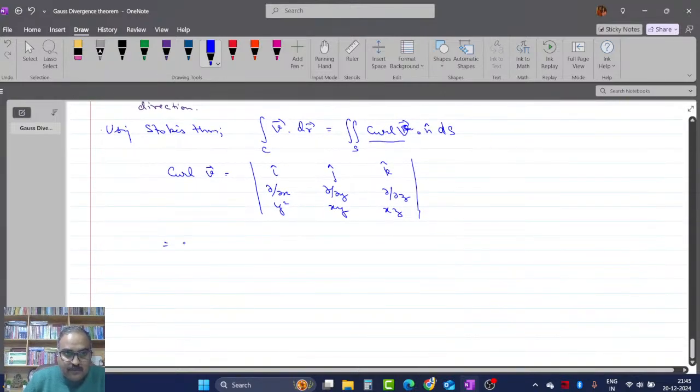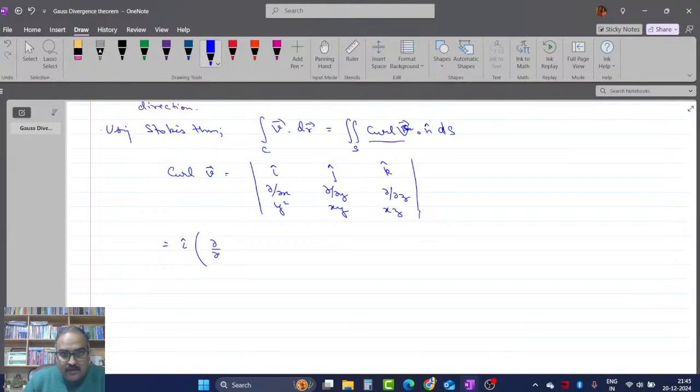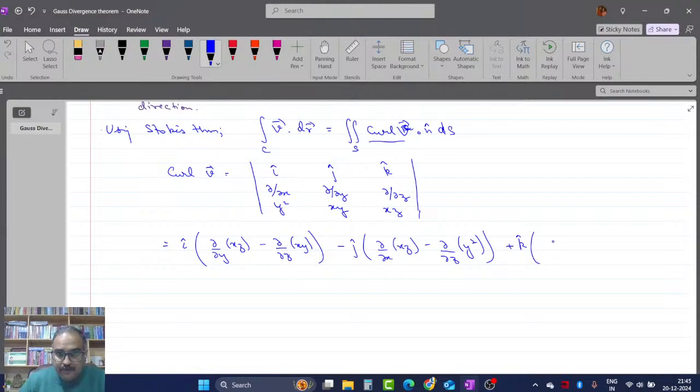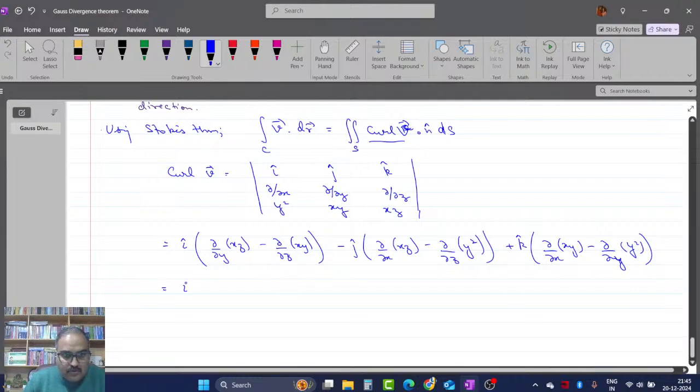So if I calculate the determinant: i cap (∂/∂y of xz minus ∂/∂z of xy) minus j cap (∂/∂x of xz minus ∂/∂z of y square) plus k cap (∂/∂x of xy minus ∂/∂y of y square). So it comes to be i cap.